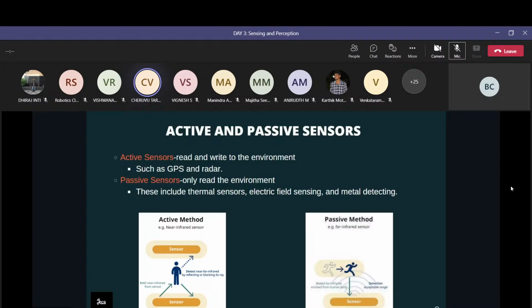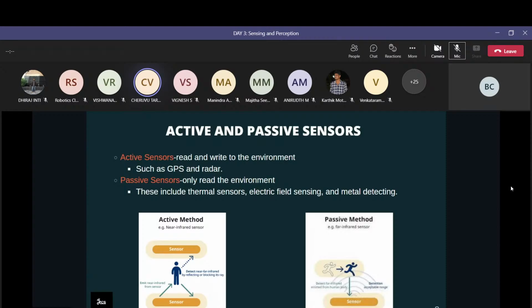So you can see in the picture, a man is running, and whatever waves are generated here, far infrared rays, those are emitted, and those emitted rays are detected by the sensor. That's it. Nothing else is done here. The sensor is detecting the signals coming towards it. It accepts those waves. That's the passive method, or passive sensors. Examples of these are thermal sensors, electric field sensing, metal detecting, etc.